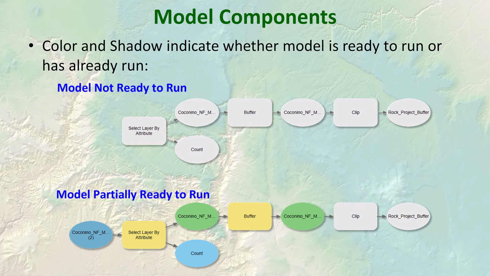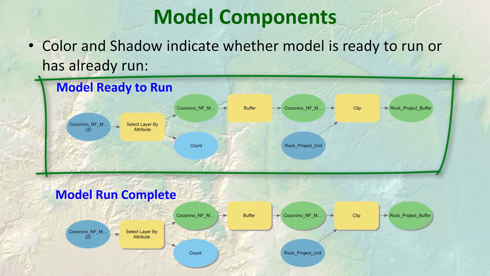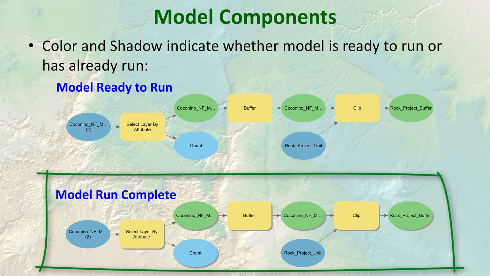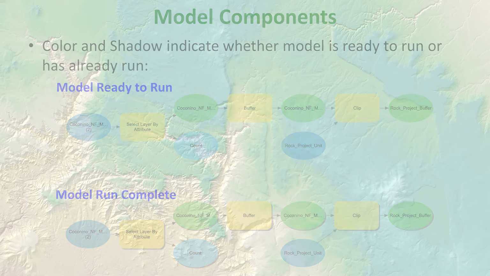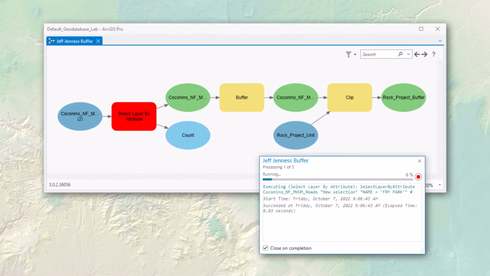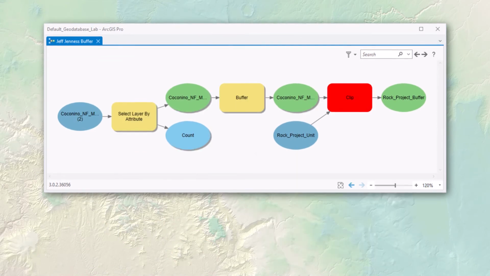Here's a full model on top that is fully ready to run, and we can tell because all the colors are filled in. Then after we run the model, all those objects get little shadows under them, and that indicates the model's complete. When the model's actually running, each tool turns red in its turn.